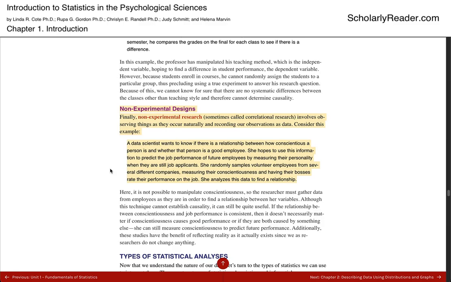Non-experimental designs. Finally, non-experimental research, sometimes called correlational research, involves observing things as they occur naturally and recording our observations as data. Consider this example. A data scientist wants to know if there is a relationship between how conscientious a person is and whether that person is a good employee. She hopes to use this information to predict the job performance of future employees by measuring their personality when they are still job applicants. She randomly samples volunteer employees from several different companies, measuring their conscientiousness and having their bosses rate their performance on the job. She analyzes this data to find a relationship.